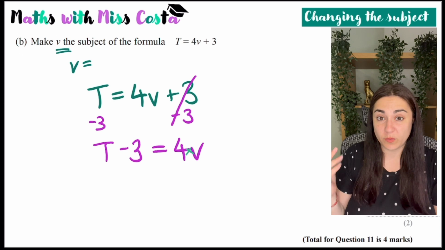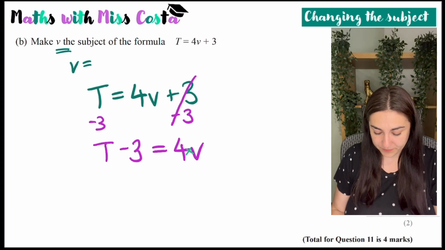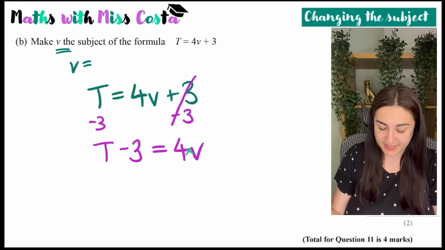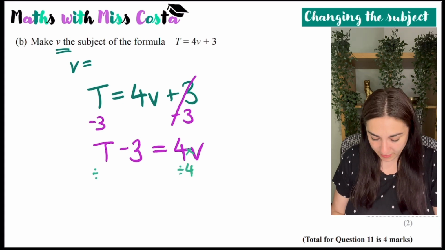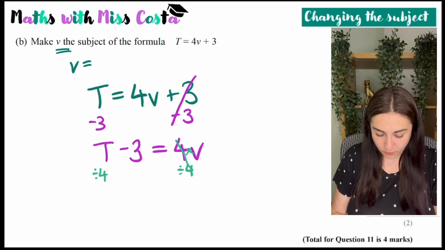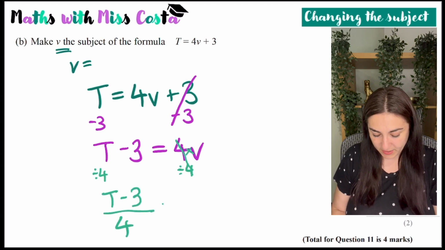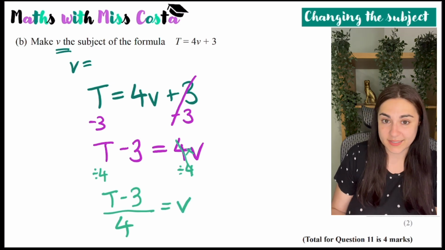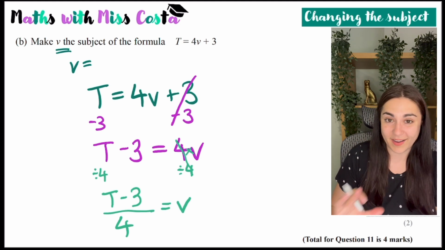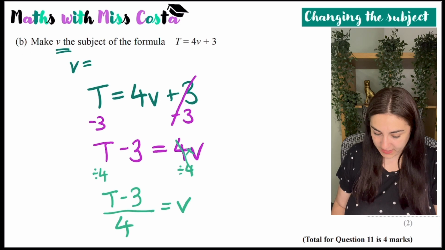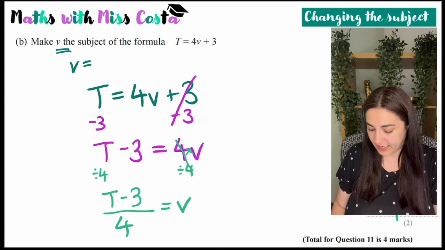Now, what does 4v mean? Well, 4 times by v, because when a number and a letter are next to each other, it means they're being multiplied. So the inverse of multiplying by 4 is dividing by 4. So that would cancel that out on this side, and then I'd be left with t minus 3 over 4 equals v. So I've got v on one side by itself, so it is now the subject of the formula. So I say v equals t, take 3, all over 4.